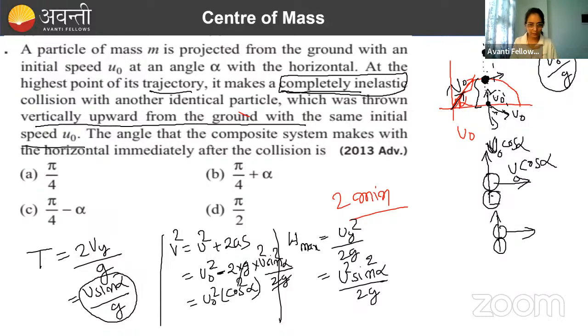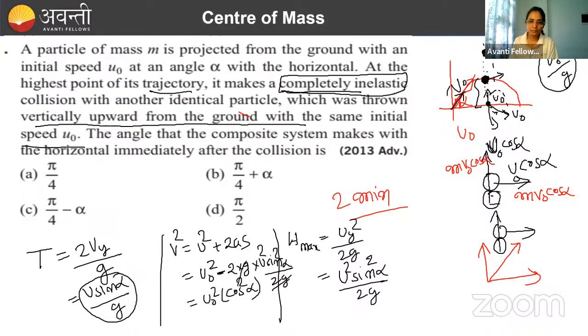So after collision, they will stick together. So the initial momentum of the system is in which direction? Just check for the initial momentum of the system. System means the two particles taken together. So the first has momentum in which direction? You just see, the first has momentum in the horizontal direction. How much? m v naught cos alpha. The second has momentum in the vertical direction. How much? m v naught, or u naught, whatever you call it, cos alpha. So net momentum will be in which direction? Net momentum will be somewhere in this direction.